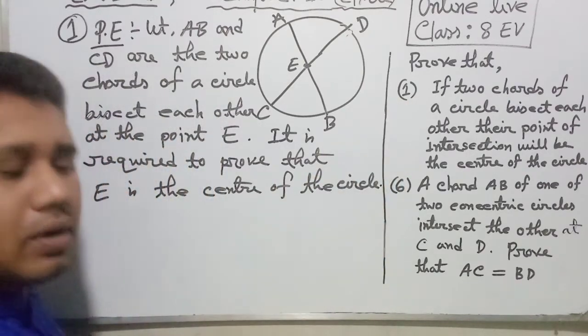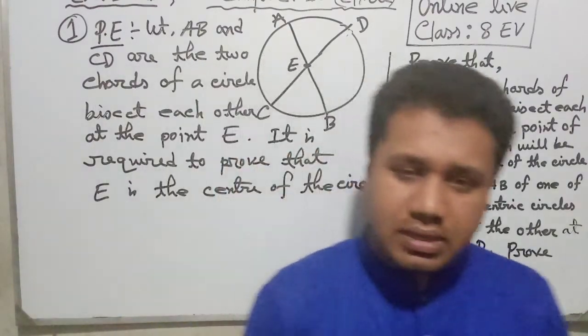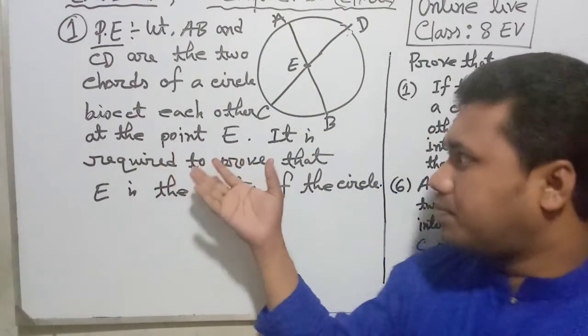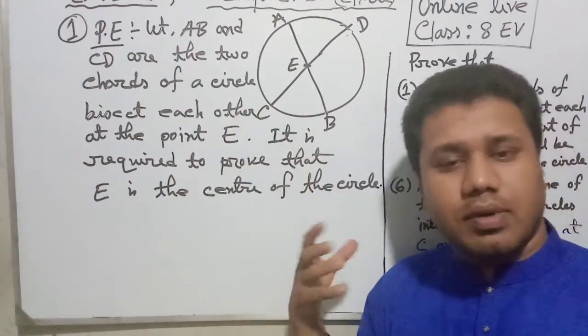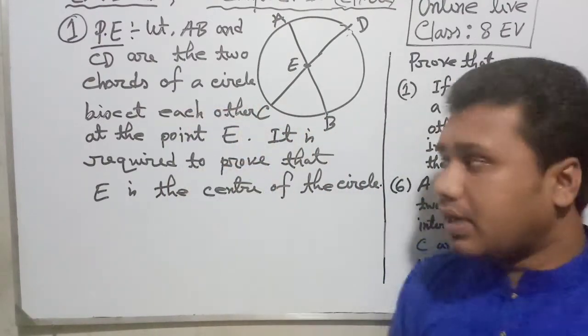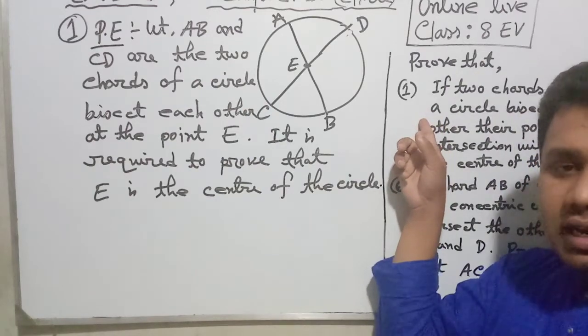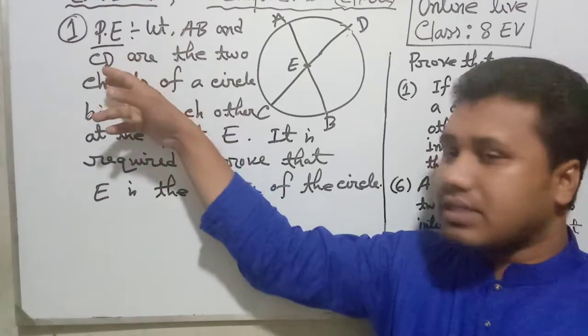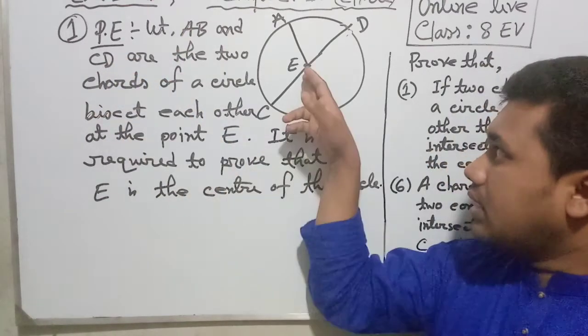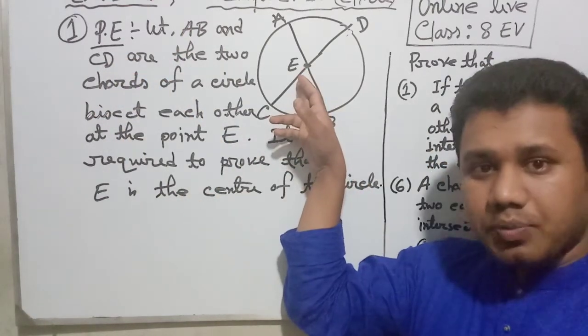So what is the particular enunciation? Particular enunciation means you have to explain the problem according to your own process. This is our general enunciation and this is our particular enunciation. Here we can use A, B, C, D. Clear?